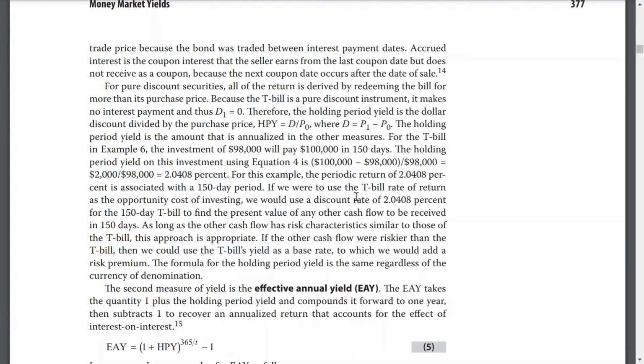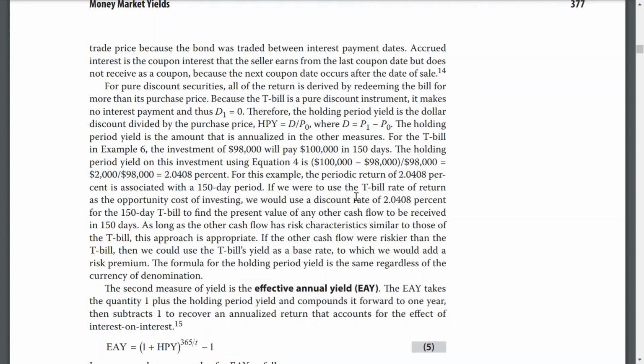For the T-bill in example 6, the investment of 98,000 will pay 100,000 in 150 days. The holding period yield on the investment using equation 4 is 100,000 minus 98,000 divided by 98,000, equals 2,000 divided by 98,000, equals 2.0408%. For this example, the period return of 2.0408% is associated with the 150-day period.